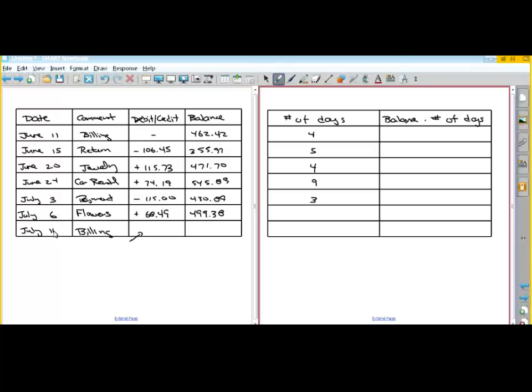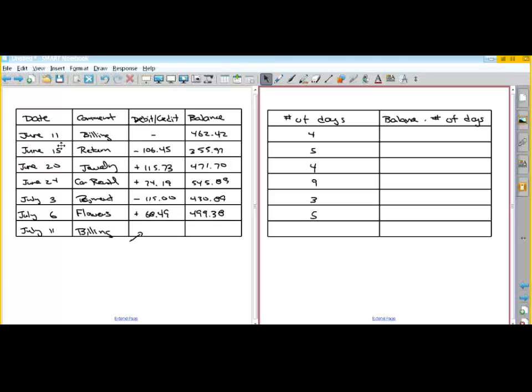To get this, you have 3 days for that one, and then you have 11 minus 6 is 5. So if we add all this up, we should get 30. 4 plus 5 plus 4 plus 9 plus 3 plus 8. I got 33 days. Something's wrong. So let's see what I did wrong.